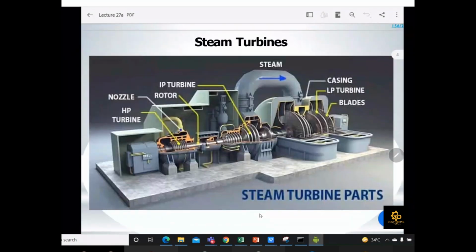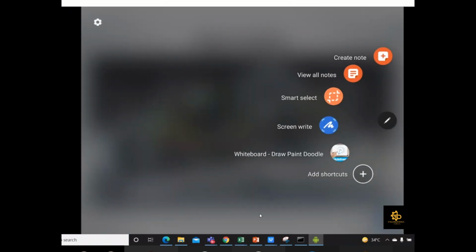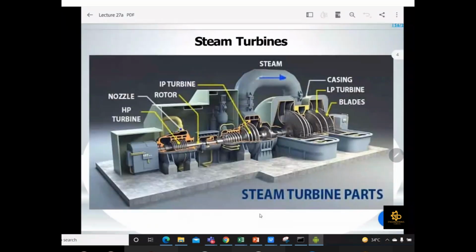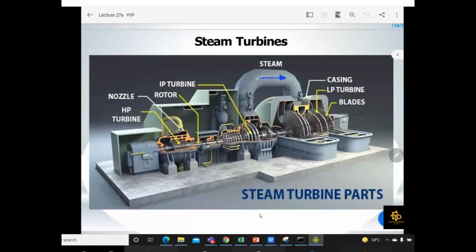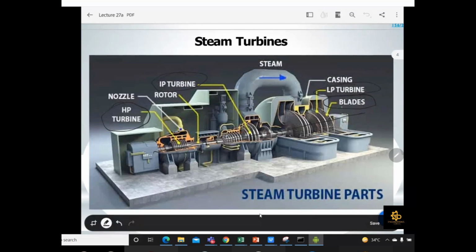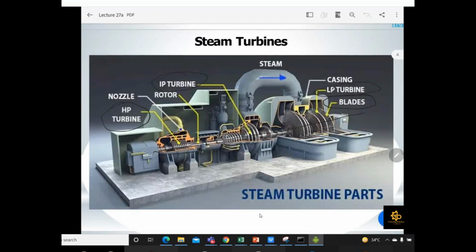Okay, so this is a basic steam turbine. I hope you already know the basic components in the steam turbine. In the steam turbine, we have different types of turbines attached to a single shaft. For example, this is your single shaft, and on this shaft, if you notice, there is a high pressure turbine, an intermediate pressure turbine, and a low pressure turbine. All the turbines have blades, which are enclosed in the casing. This is your rotor, and then there is a nozzle.